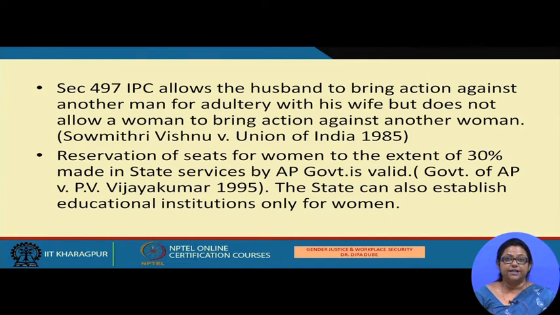There is section 497 Indian Penal Code, which basically speaks of the offence of adultery. Now, the section as it is there, it allows a man to bring an action for an adulterous relationship against the other man with whom the wife is in such adulterous relationship. However, it does not give any consequent right to a woman whose husband has an adulterous relationship with another woman to bring an action against that woman.